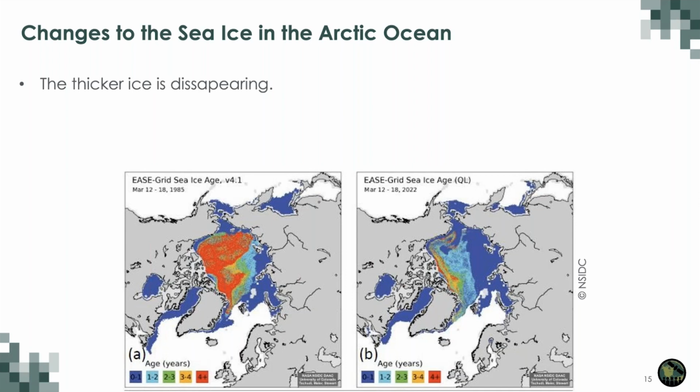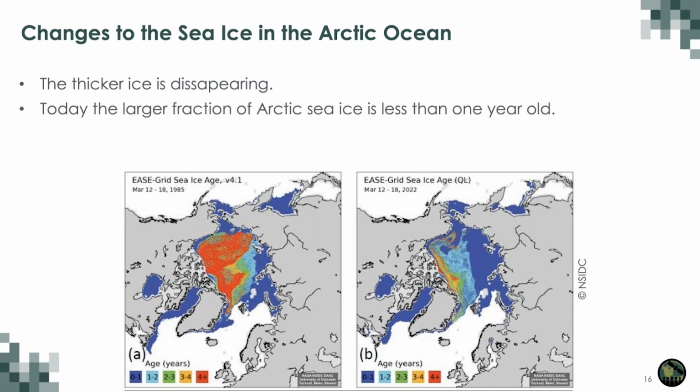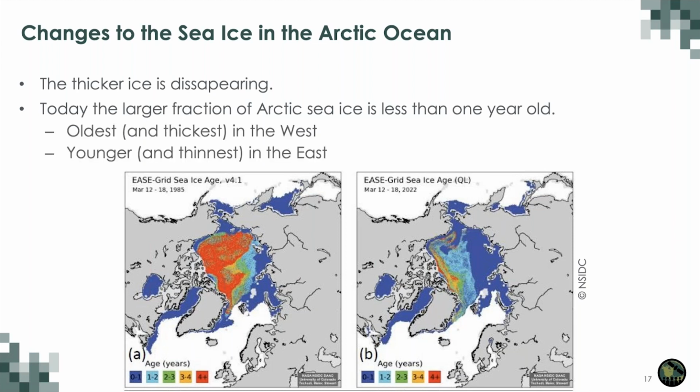But you can also here see that the ice is not equally distributed across the Arctic. The Canadian archipelago, that's where we have the oldest sea ice, and also around when you go towards the Alaskan side. And if you go towards the east, here's where we have the youngest sea ice. So the changes across the ocean vary. And today, a larger fraction of the Arctic sea ice is less than 1 year old than it used to be. And yeah, you have the oldest and thickest ice in the west and the youngest and thinnest ice in the east.